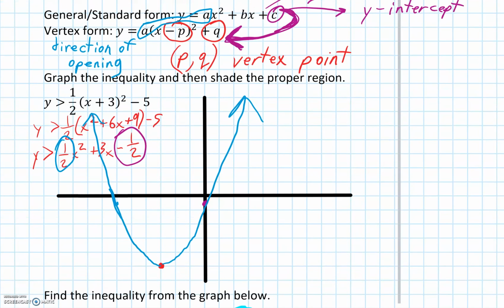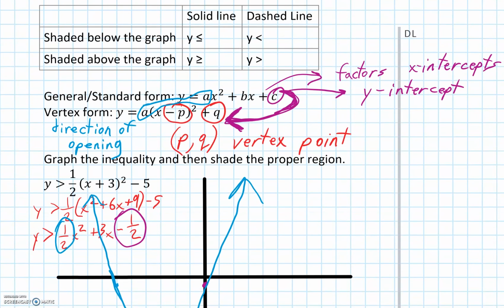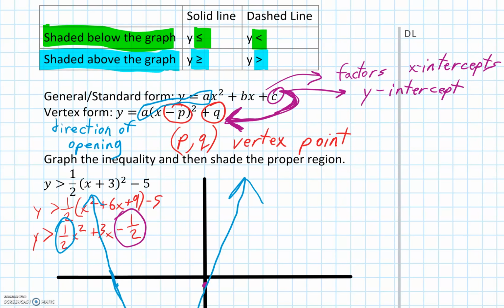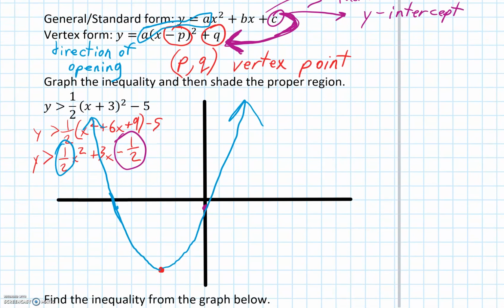Now what we're going to do is shade the proper region. Just like in the last topic, 9.2, we shade above the graph if it's greater than, and we shade below the graph if it is less than. Oh, and we actually messed something up. It should be a dashed line because we did not have or equal to. Let's see if we can just quickly make it a dashed line. All right, so here we now have the dashed line version.